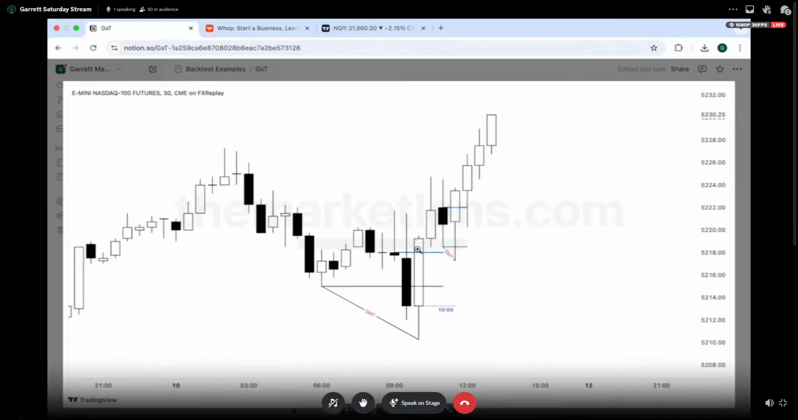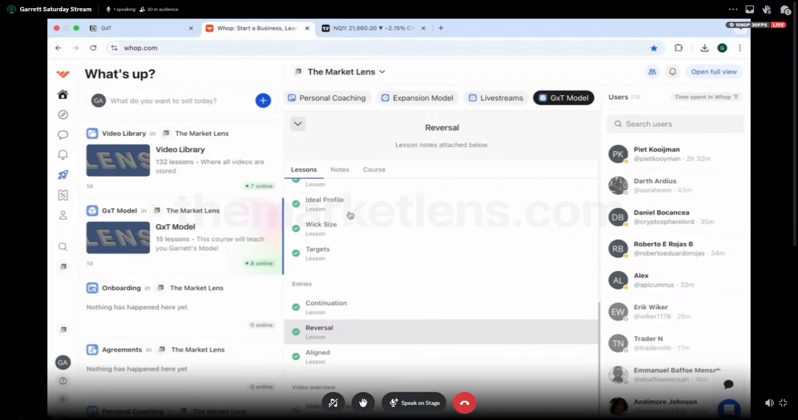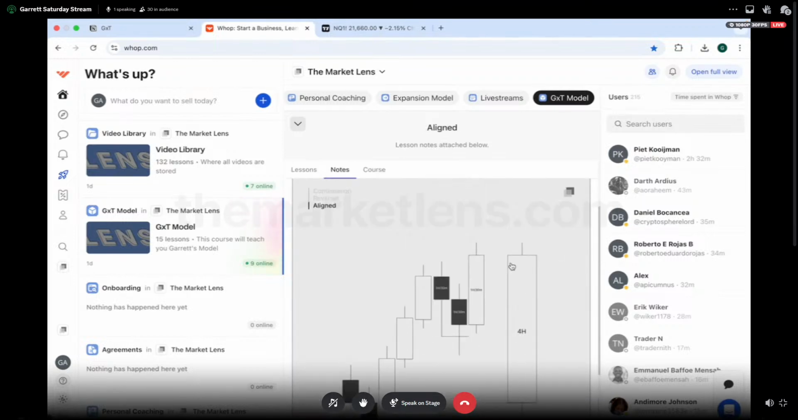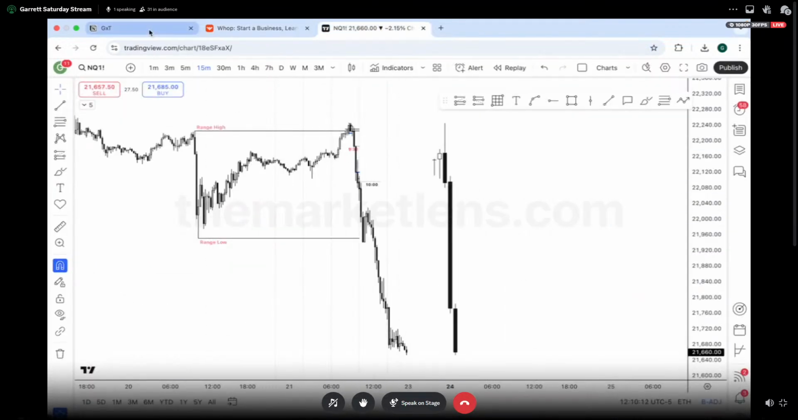And that's what we see here, right? The 10 a.m. low is created from an hourly fractal model and a 30-minute. We're going to see there's no actual entry here. So this entry here is called the aligned entry type, right? It's going to be this. It's where the 4-hour candle is already a bullish expansion candle, but you're just trading continuation within that. So you're kind of trading within the already existing expansion candle here, and that 4-hour candle is already aligned.